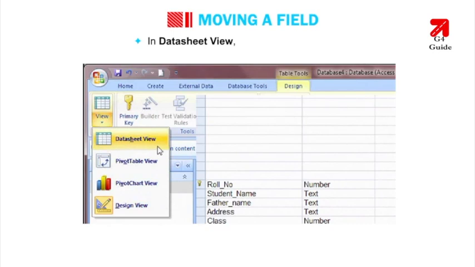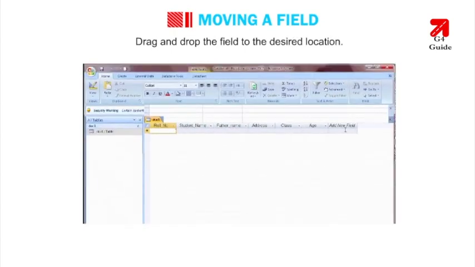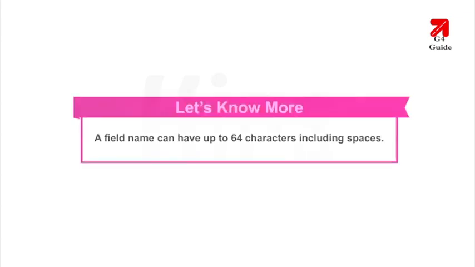In Data Sheet view, select the field header. Drag and drop the field to the desired location. Students, note the fact that a field name can have up to 64 characters, including spaces.